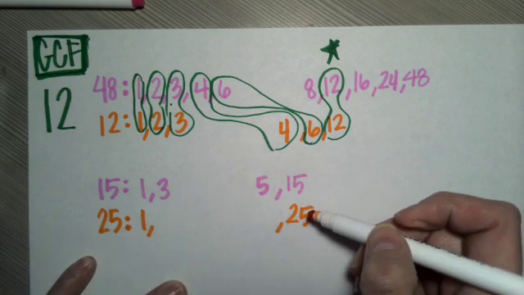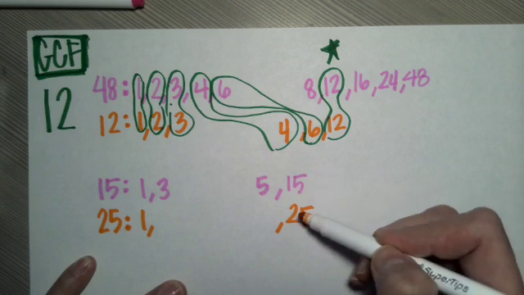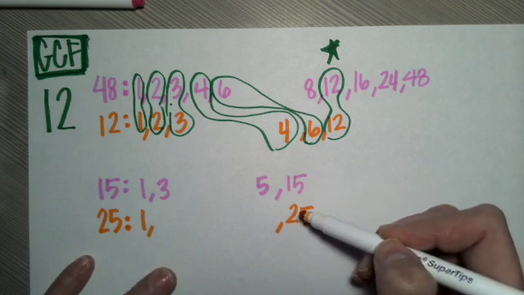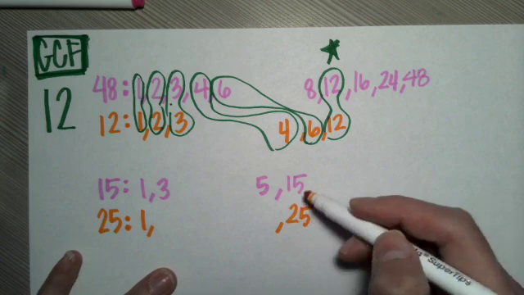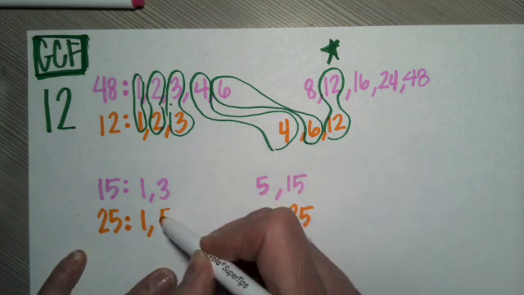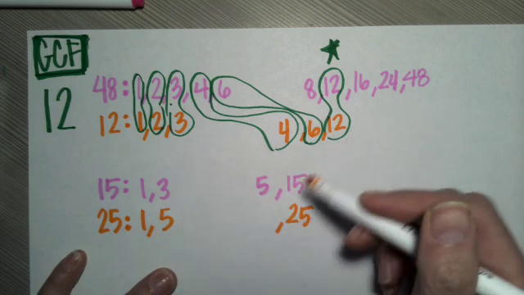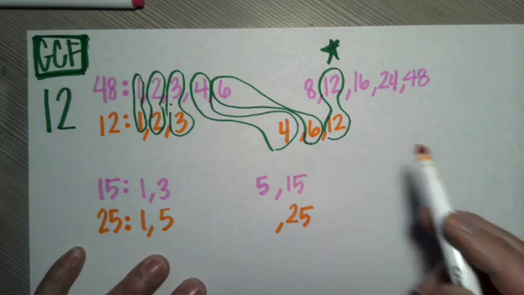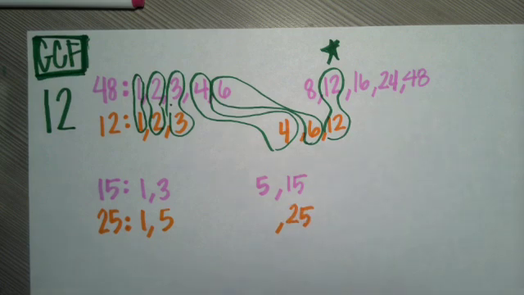3 times 8 is 24, so that's about as close as we can get. 4 times 6 is 24, we can't get any closer. So 5 is our next number, and it's 5 times 5, so there we go. 5 times 5 equals 25.